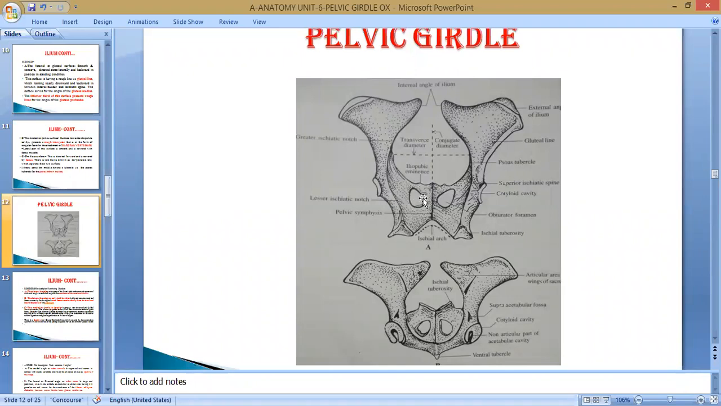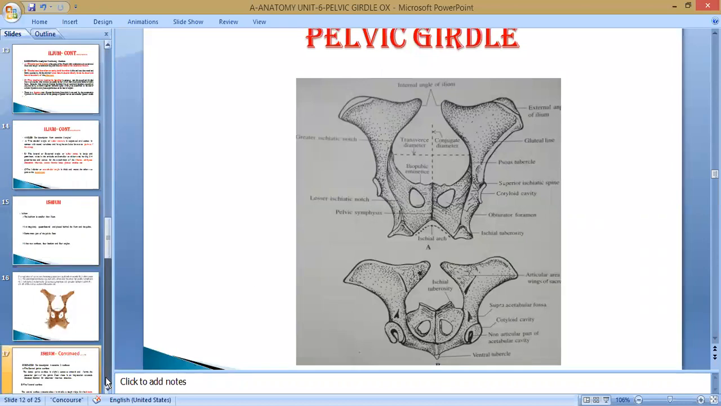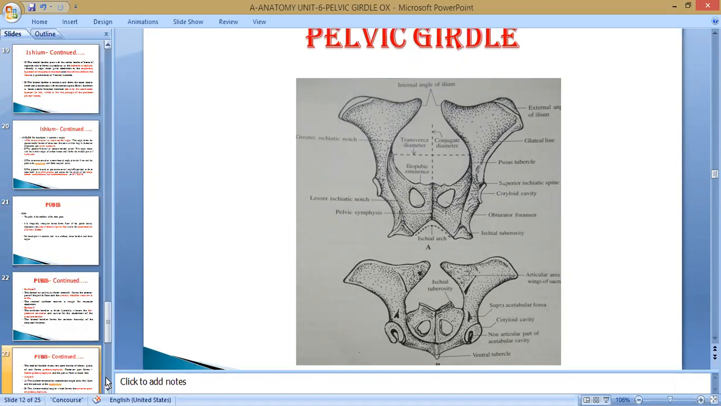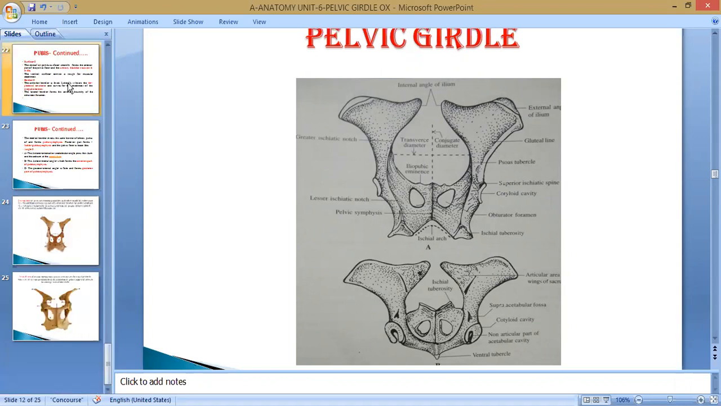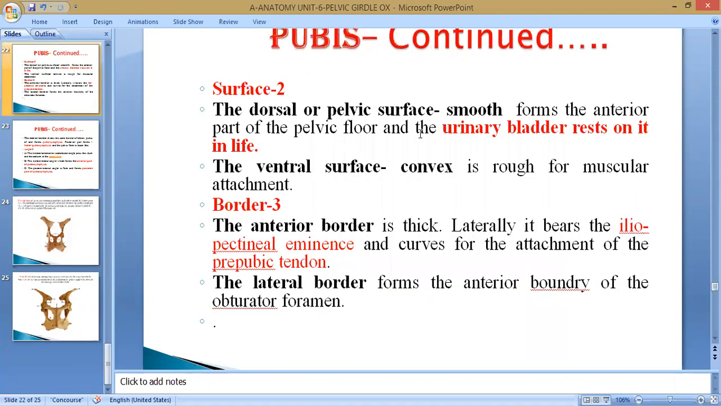The anterior border is thick and has two eminences, the iliopubic eminence and the iliopectineal eminence, for the attachment of the prepubic tendon. Next border: we have completed the ventral surface. And the lateral border forms the anterior boundary of the obturator foramen.